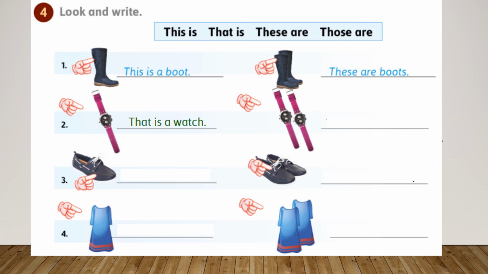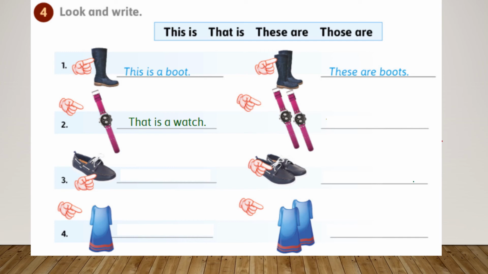So now, number 1, as you can see, is done for you, right? What you need to do is to read it. Yes, this is a boat. Why do we choose this here? Because he is pointing at something which is very close to him, right? Perfect. What about the watch? The watch is a little bit further, so I say that is a watch. Perfect. Now, number 3.